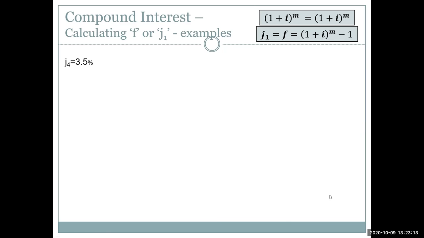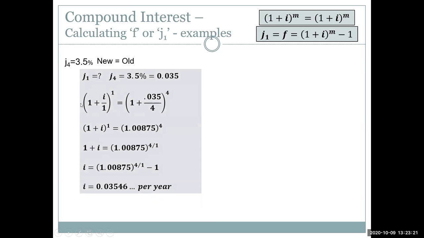Let's try our next example. We have a quarterly rate of 3.5%. We'll do the concept method first again. So our J1 or our F is unknown. Our J4 is 0.35. So same as before, 1 plus I over 1 to the 1, 1 plus 0.35 over 4 to the 4.